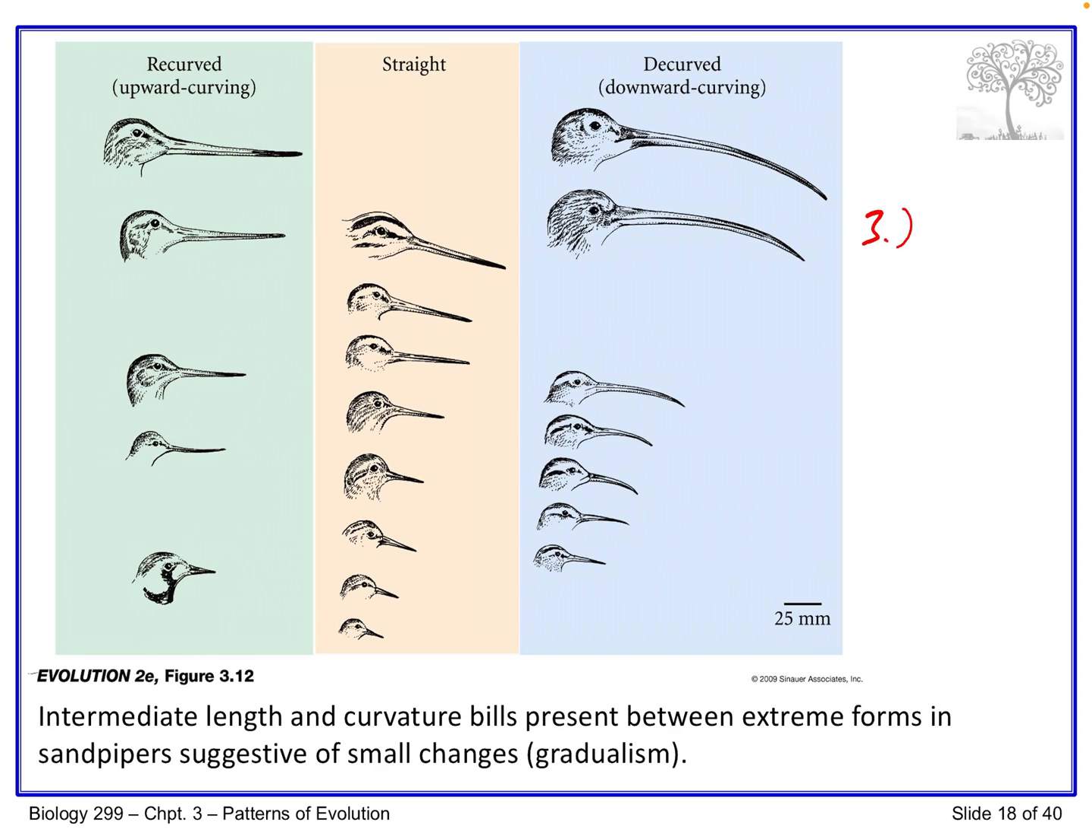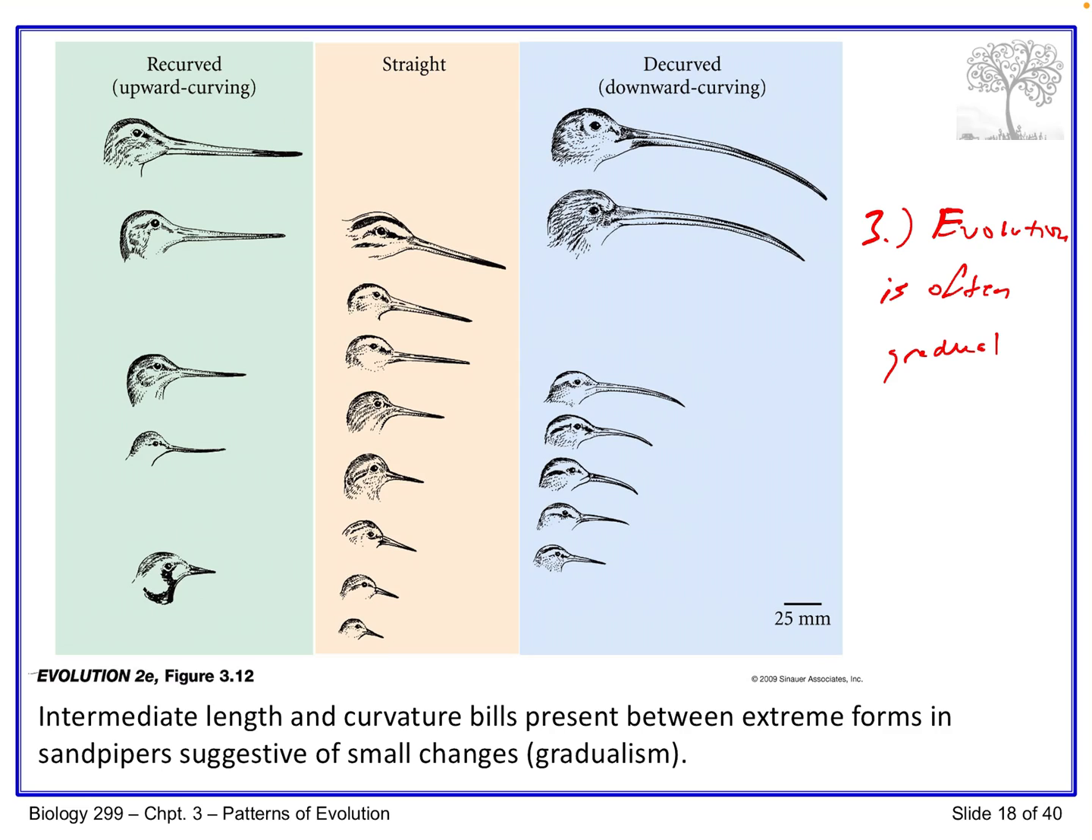All right, pattern number 3. Evolution is often gradual. So this is pattern number 3, evolutionary pattern number 3. Evolution is often gradual. Whether evolution is gradual or abrupt is actually heavily debated today.